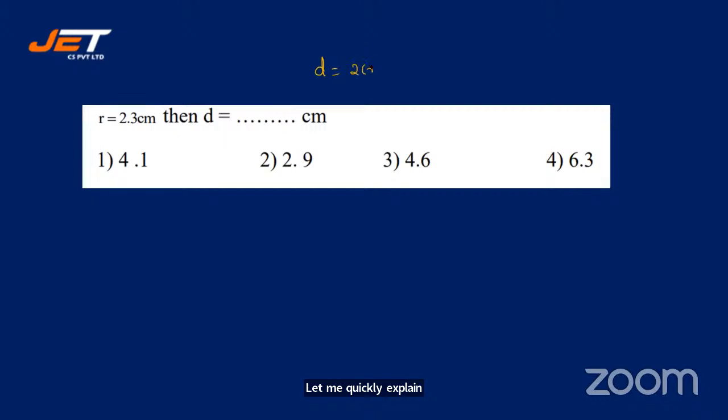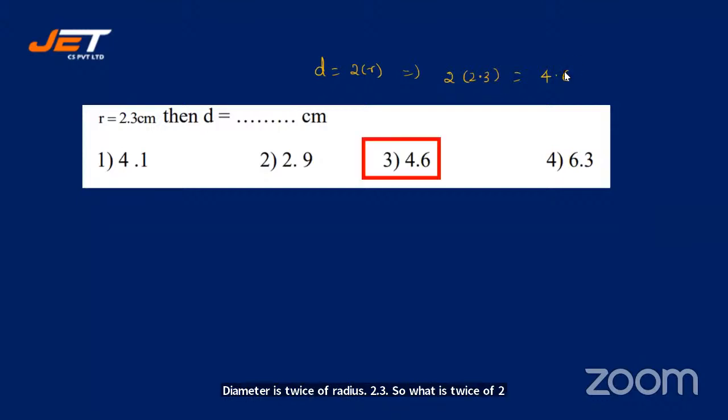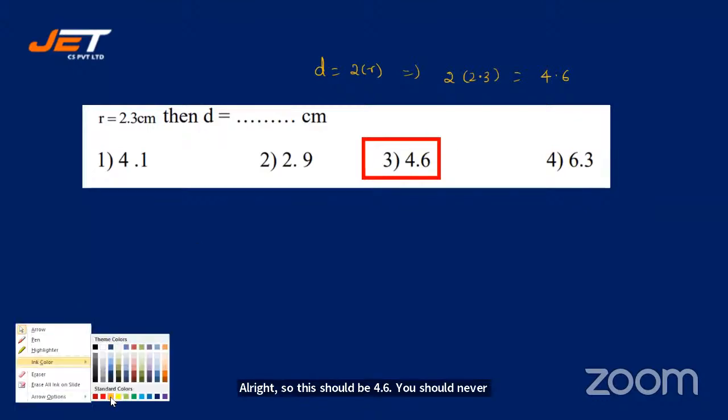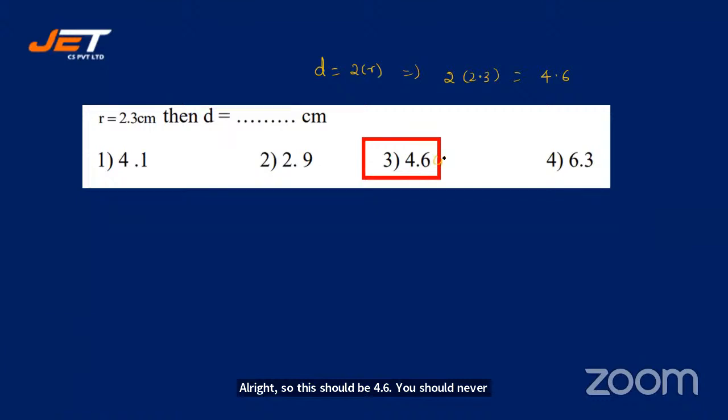So being the first question, which is done by us, let me quickly explain. Diameter is twice of radius. All right, so twice of 2.3. So what is twice of 2.3? 4.6. All right, so this should be 4.6. You should never ever forget to write the units, centimeter. All right, yes. So with this understanding, we are moving on to the next sum.